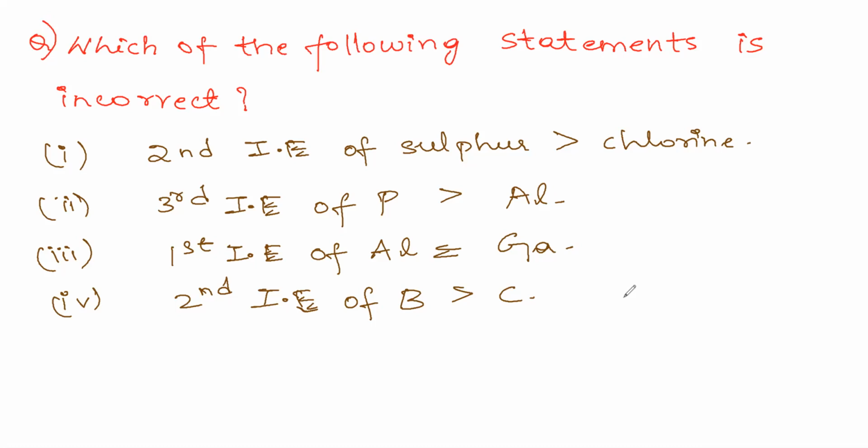As we move from left to right, the ionization energy increases because the electrons are adding into the same shell, and sulfur and chlorine belong to the same period. So saying the second ionization energy of sulfur is greater than chlorine is the incorrect statement. So the answer is the first option. There is no need to check the second or third option; the remaining ones are correct only. Next question.